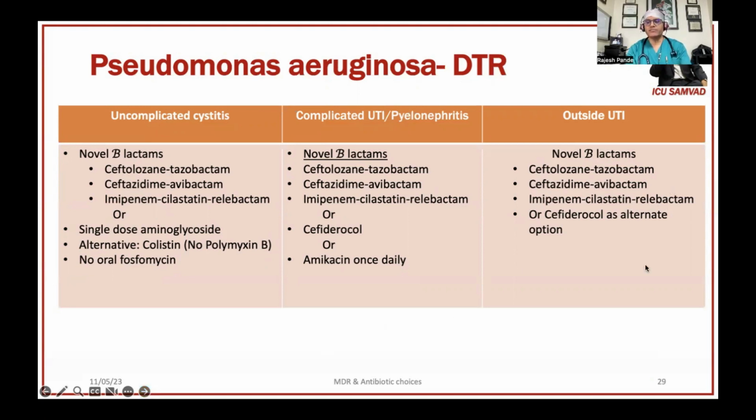Infections which are bloodstream or HAP, which are outside the UTI, again, all 3 novel beta-lactams, as you can see here, or cefiderocol as an alternative option. So these are the things. That means difficult-to-treat resistant Pseudomonas aeruginosa is a problem, and we should understand that when we have bloodstream and other infections, the choices are limited. So ceftazidime-avibactam, imipenem-cilastatin-relebactam, or cefiderocol, or ceftolozane-tazobactam. These are the options. Out of this, only ceftazidime-avibactam is available.